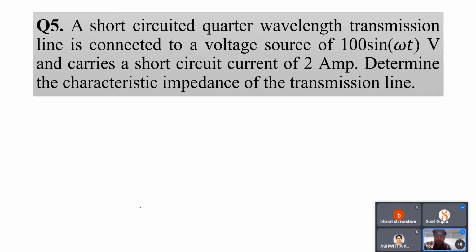Okay, so the next question is: a short circuited quarter wavelength transmission line is connected to a voltage source of 100 sin omega t volts and carries a short circuit current of 2 ampere. Determine the characteristic impedance of the line. So how do we calculate the characteristic impedance of the line in this question? Anyone from the audience? Any idea?